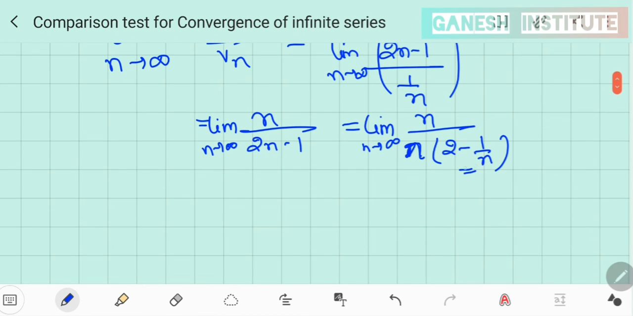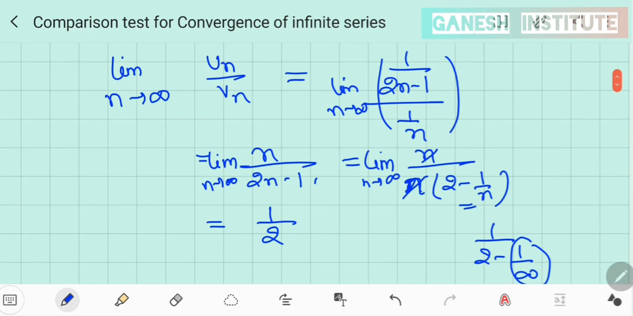Have you got it? Why is this 1 by n? Because if you multiply this 1 with n by n, then you can take n common and this will be left. So now n will be cancelled with n, and if you substitute infinity in place of n, then 1 by 2 will be left, because that will become 0. Let me write it here: 1 by n, that means 1 by infinity. This would be 0, so 1 by 2 is our answer.